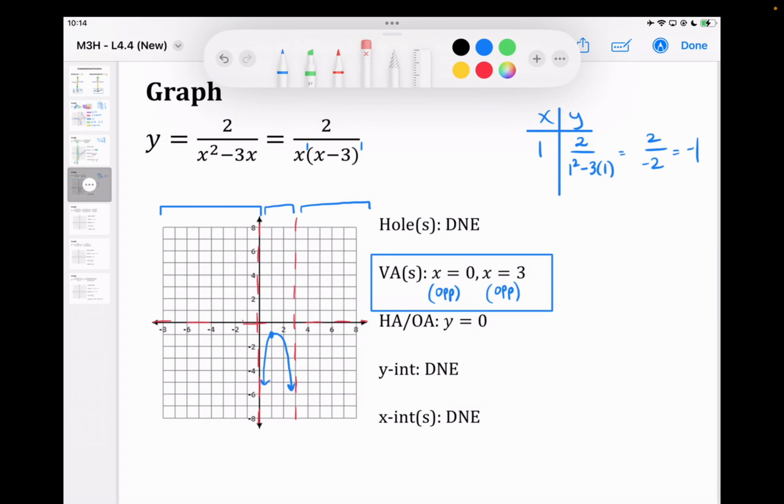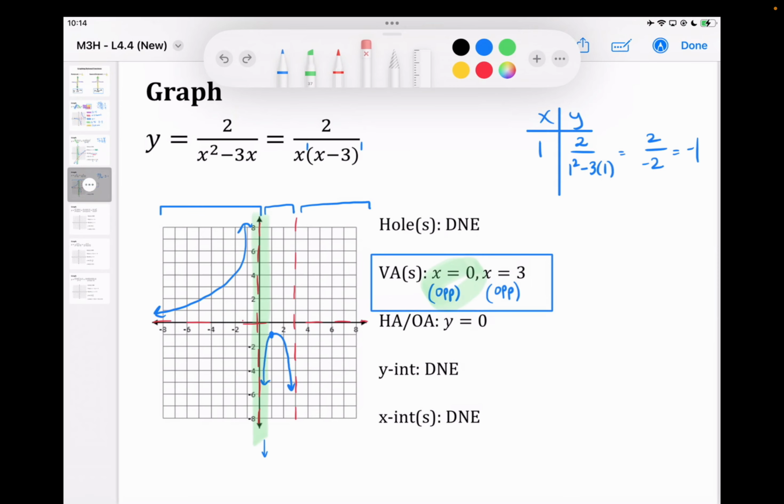Okay, so we found that piece. Now, using the information we know about the vertical asymptotes, I'm going to start with x equals 0. Remember, arrows should go opposite directions. So on the right side, it's already going down. So I need to go up, which means my curve is going to be somewhere in this quadrant or in this little section going up. It does not need to look perfect. These are sketches.